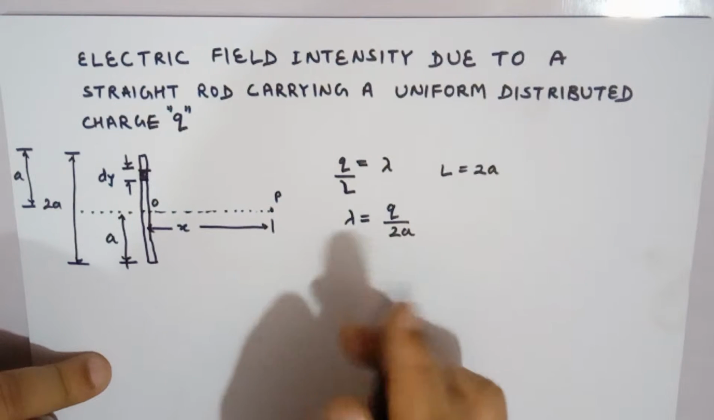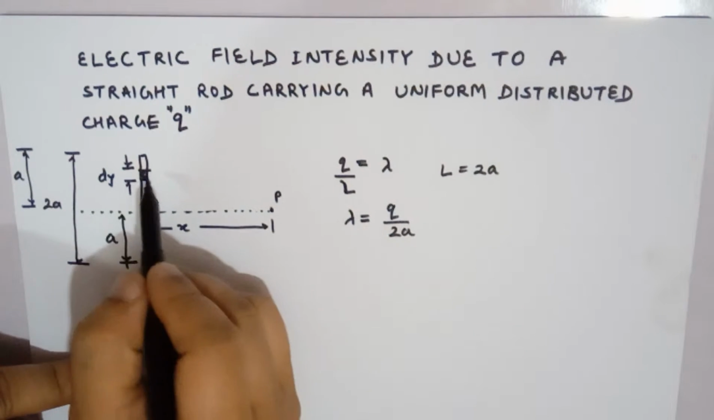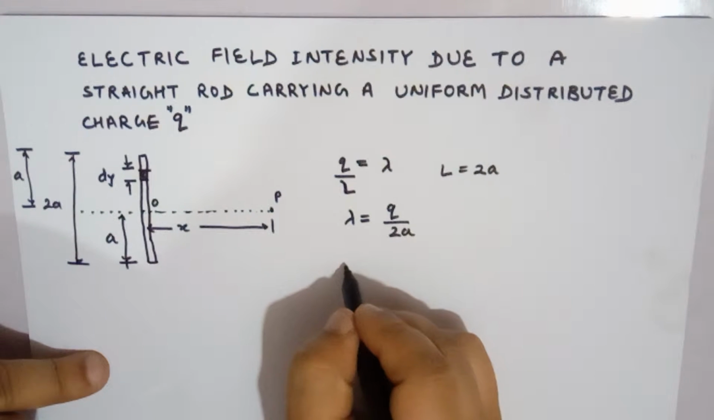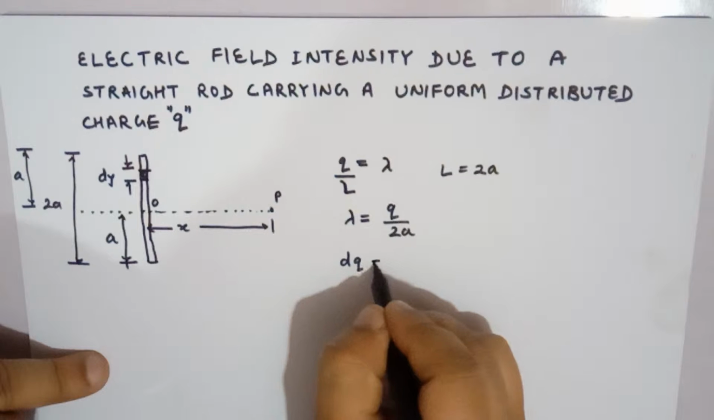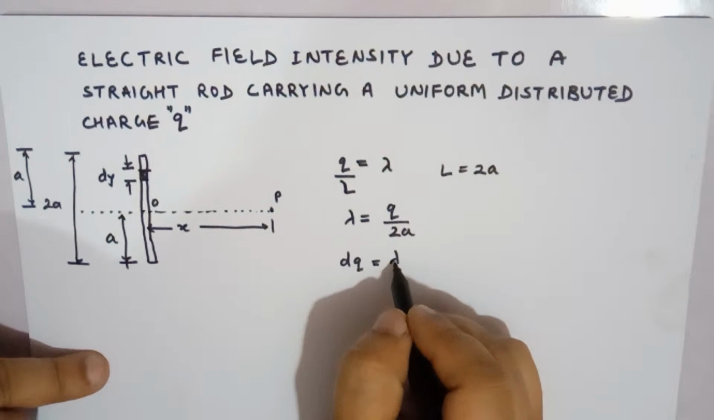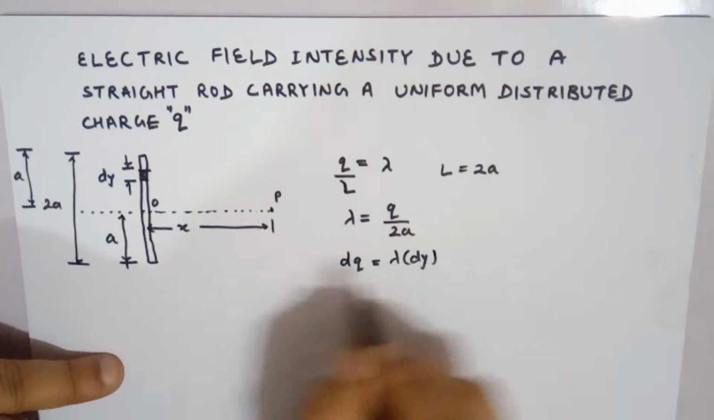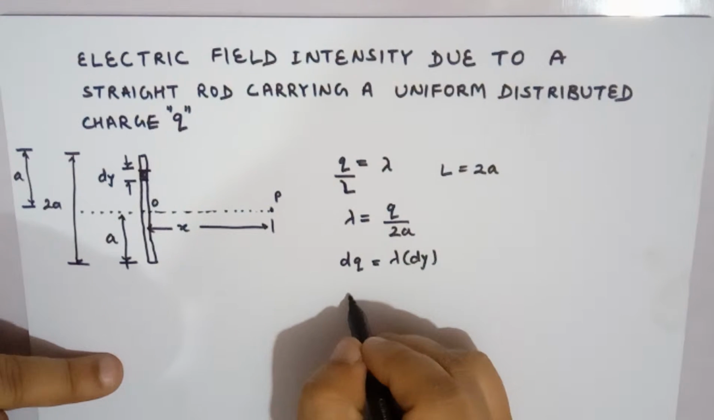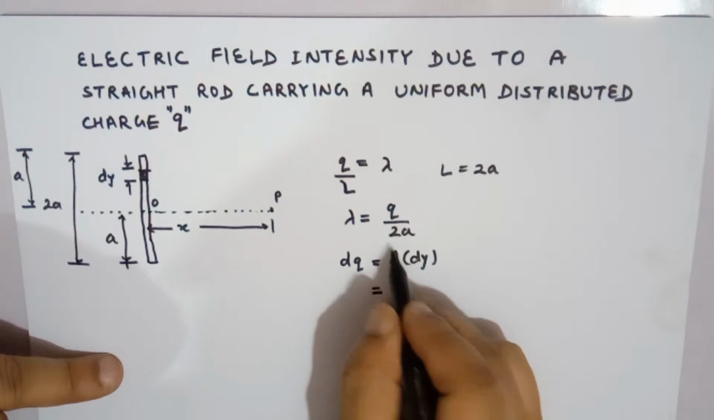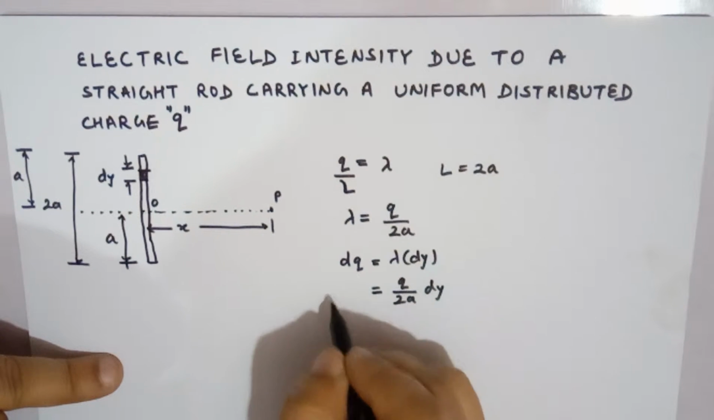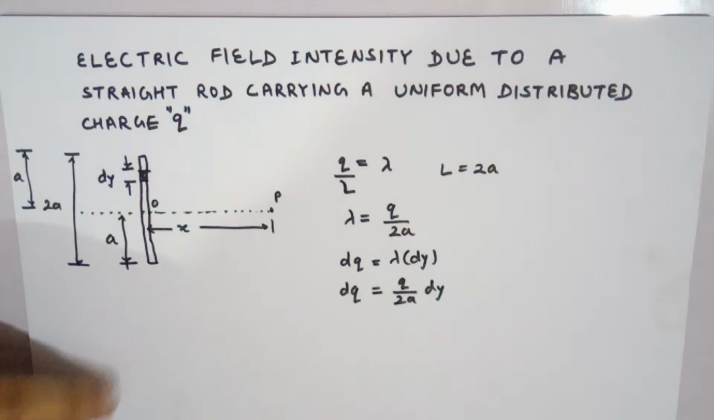But this is the charge density, and we are interested in finding the charge of this segment dy. That charge is dq, and it would be equal to lambda, the linear charge density, multiplied by the length of that particular segment. So lambda here is q upon 2a, and dy, that would be your dq, right?